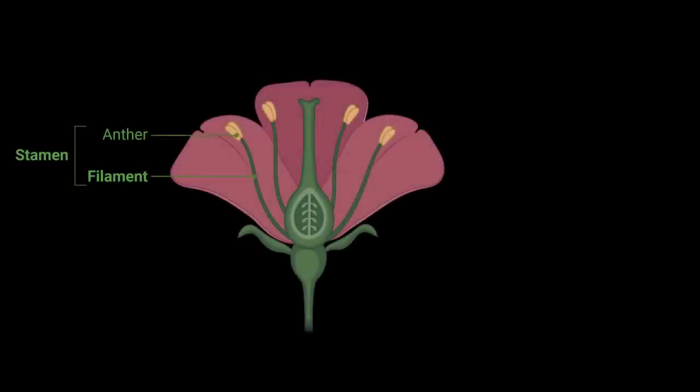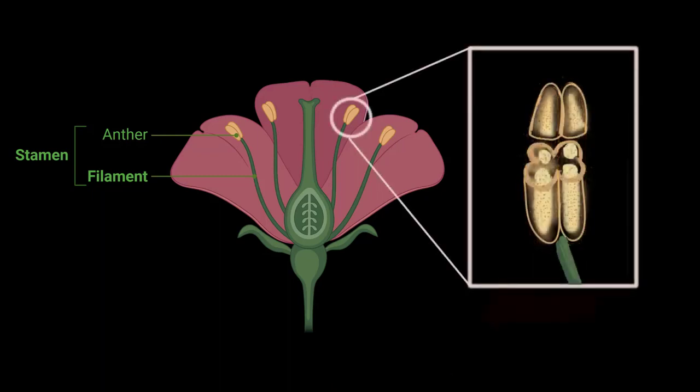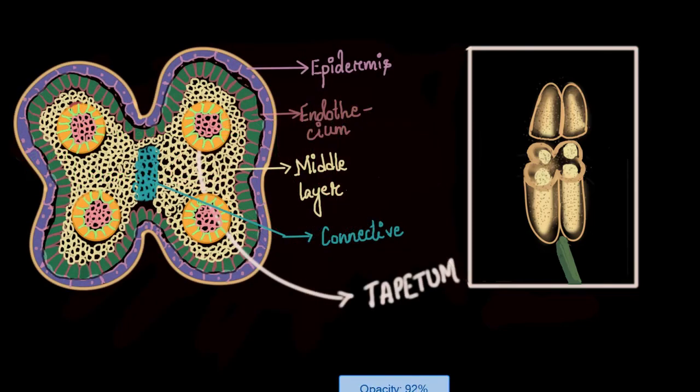We have already discussed the male reproductive part of a flower, and we looked deep into how the anther looks, what is inside the anther, and the detailed cross-sectional structure of an anther. The main purpose of that video was to see how the microspores are formed. So let me bring this part outside. This is the one which has sporogenous cells.